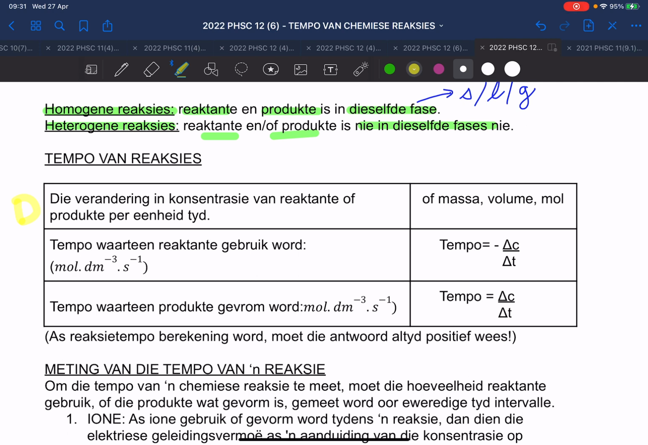The definition there is the change in concentration. Hallo, hierso fokus. Die verandering in konsentrasie van reaktante of reagense of produkte per eenheid tyd. Okay. Now, you can see here on the right hand side, I also wrote down or mass, or volume, or mole.